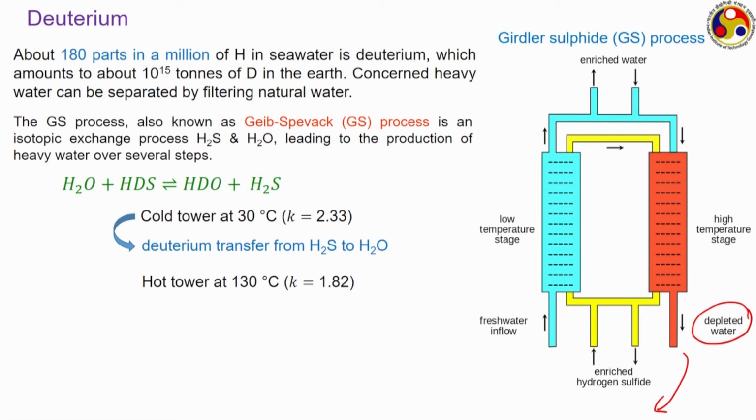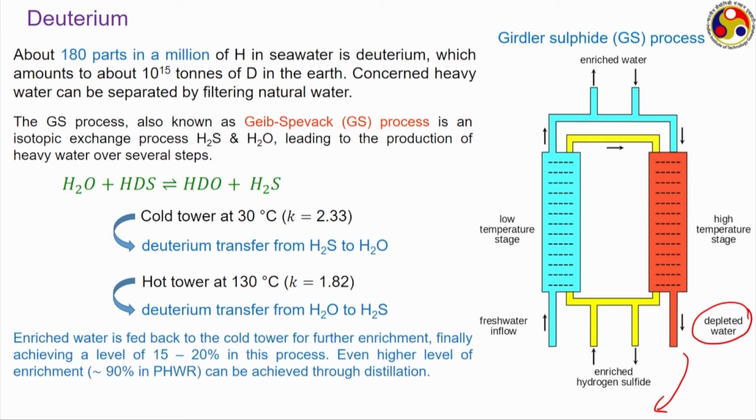So, the principle is because of the higher equilibrium constant value at the low temperature of the cold tower, deuterium transfers from H2S to H2O, whereas in the hot tower because of the lower value of the equilibrium constant, deuterium transfers from H2O to H2S. This total procedure can give you something in the range of 15 to 20% deuterium or heavy water concentration as the final output. That is of course after using several cascaded systems, where both the enriched water and depleted water are fed to suitable processing steps.